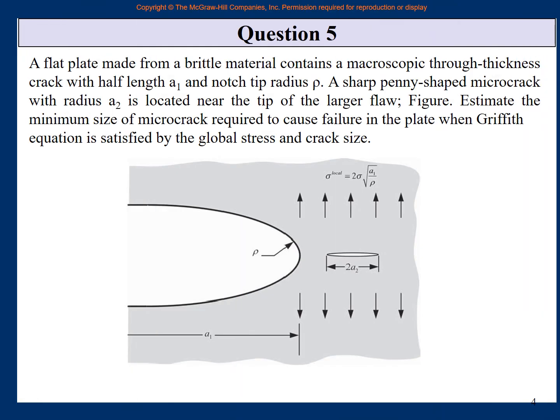Let's go to the last question of the midterm exam. It is sort of from the book exactly. A flat plate made from a brittle material contains a macroscopic through thickness crack with half length a1 and notch tip radius rho. A sharp penny shaped micro crack with radius a2 is located near the tip of the larger flaw. The figure is given. Estimate the minimum size of the micro crack required to cause failure in the plate when the Griffith equation is satisfied by the global stress and crack size.